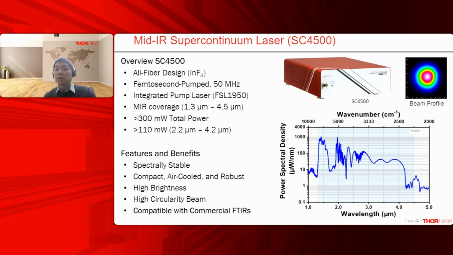If we look at the power density of the spectrum, we can see the total output power is 300 milliwatt. The power in the mid-infrared wavelength range, roughly from 2.2 to 4.2 micron, is more than 110 milliwatt.